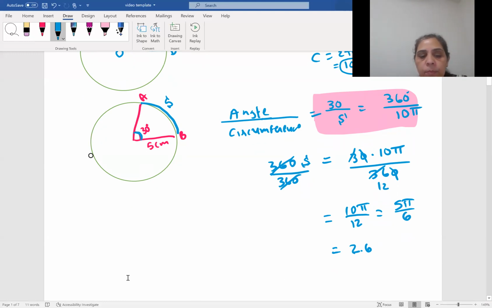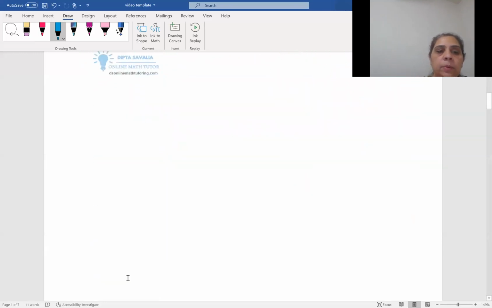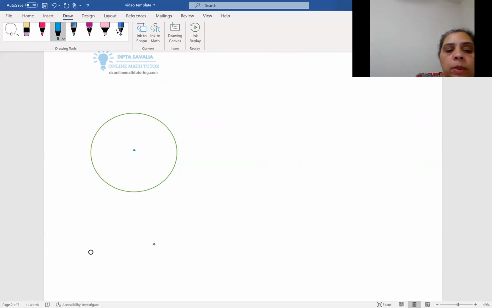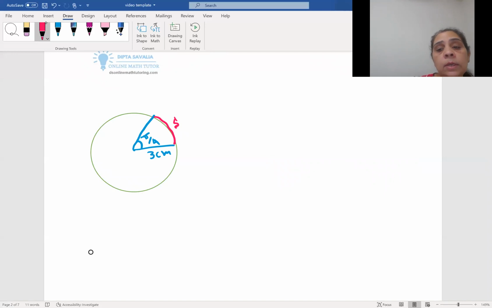Let's see one more example. We have a circle again, and the radius is 3 centimeters. I'll give you the angle in radians, pi over 4, and I need to find this arc length. So we can just make a proportion: angle over circumference, which in short form I can say C. You can write down sector versus whole circle if you want.